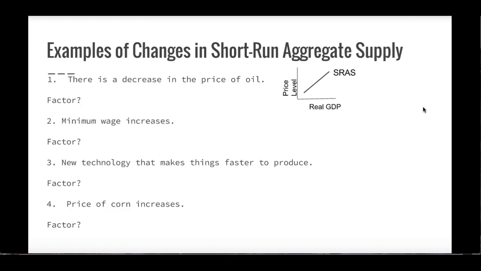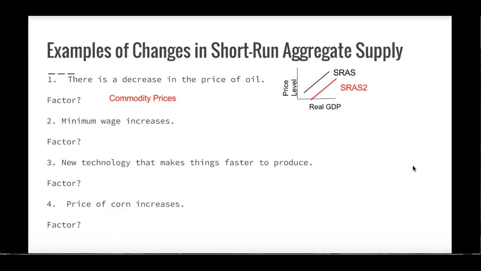Okay, hopefully you tried this on your own. Number one says there is a decrease in the price of oil. So the factor is going to be commodity prices. Commodity prices are going to be all of those things that go into making a particular product, those raw materials other than wages, obviously. So if the commodity prices decrease, this is going to be an increase in aggregate supply.